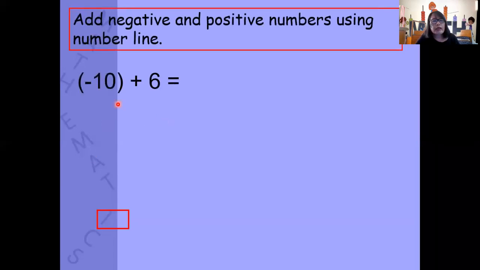I have here negative 10 plus 6, or we can say negative 10 and a positive 6. What will be the sum? So I'm going to rewrite this question. We can write it this way, plus 6. Now I will show you again my number line. Let's concentrate on our first number, then we will move to our second number.